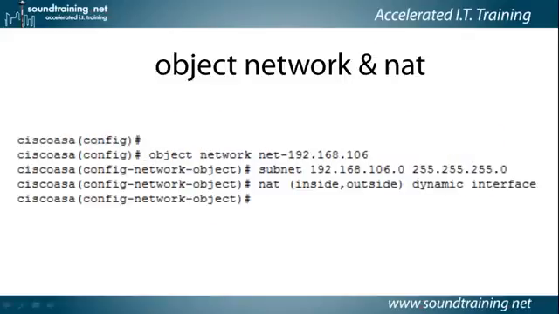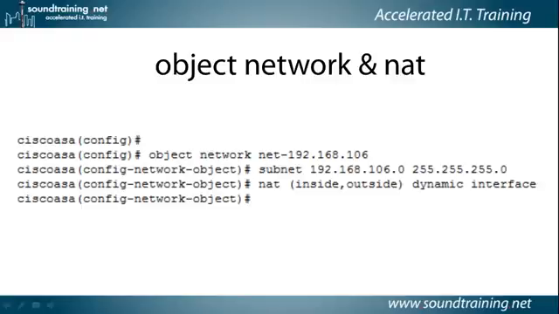Now here's the configuration for port address translation, which is considerably different from previous versions of the ASA software. Starting with version 8.3, Cisco began using network objects as part of the port address translation configuration. So here's how it's done. In configuration mode, we use the command object network to say we're going to create a network object. We give it a name, and it could be anything you want. This is just a text string.